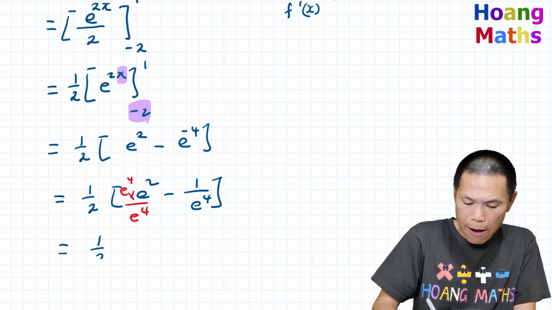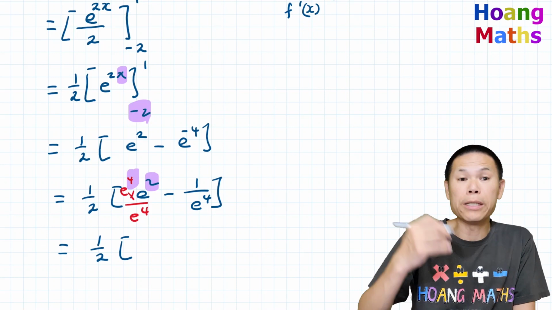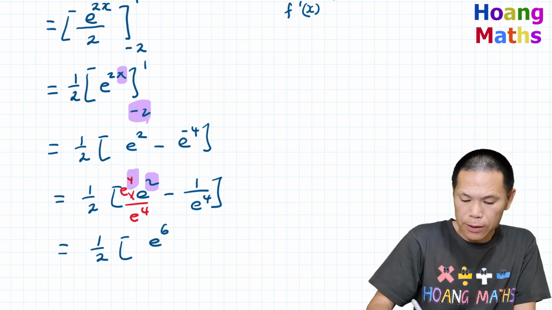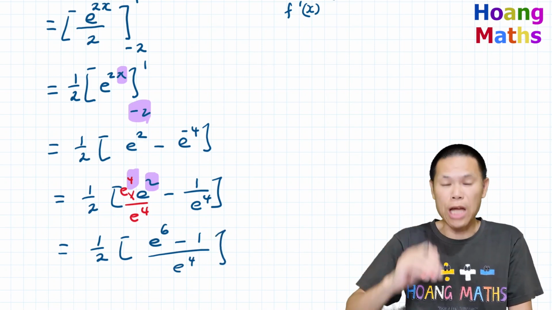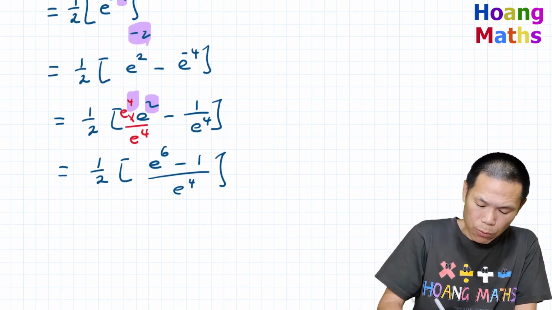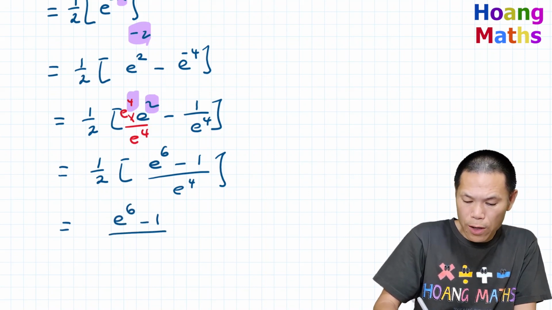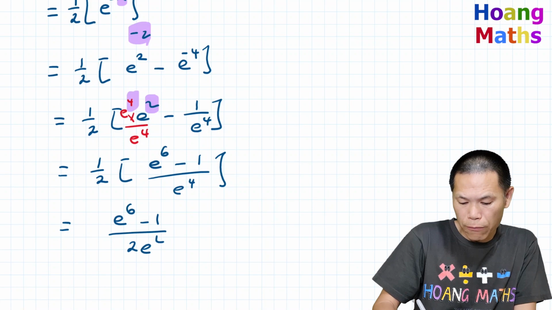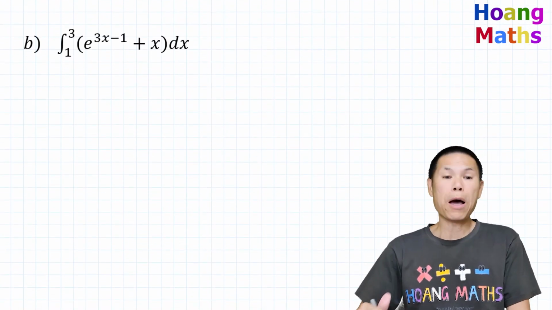So that becomes a half, and 4 plus 2 gives me 6. So e to the power of 6 minus 1 over e to the 4. And I can even times the half in. So that will give me e to the power of 6 minus 1 over 2e to the 4. So there you go.